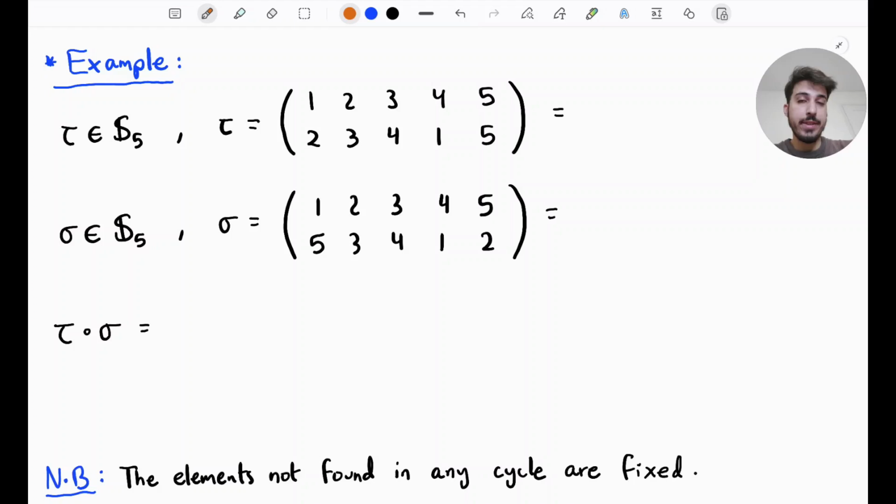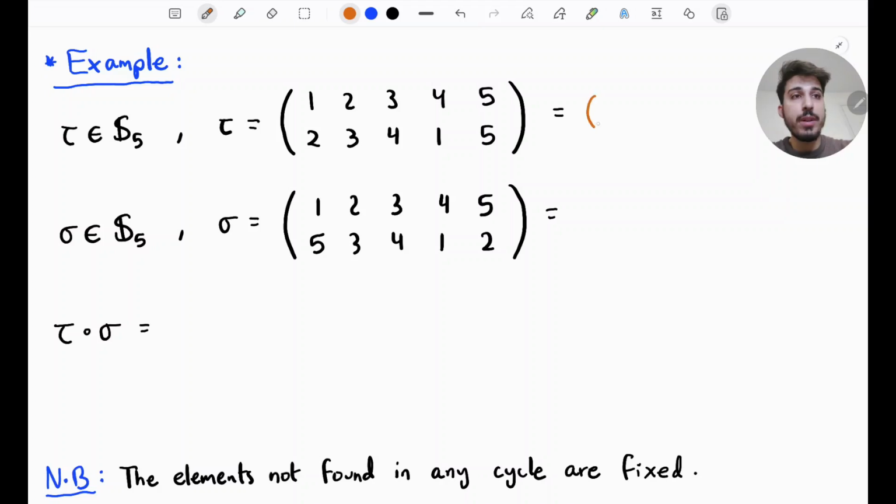Let us look now at an example to make the definition clearer. We have two permutations of S5. We call them sigma and tau, and we define them each in their own way. It is now up to us to write each permutation in the manner in which we discussed earlier. So let us start with tau. How is tau written in a cyclic format?